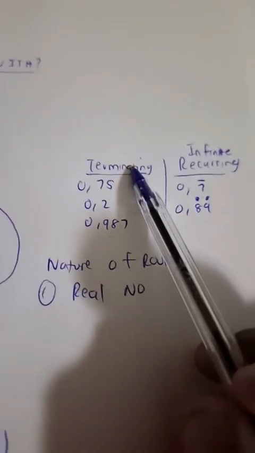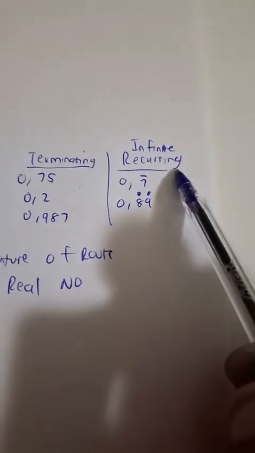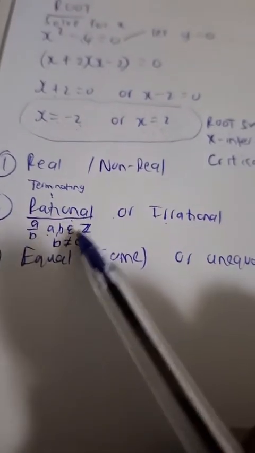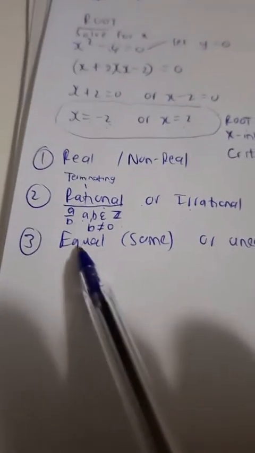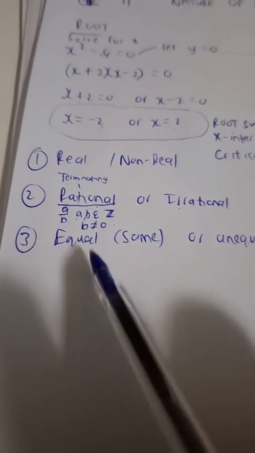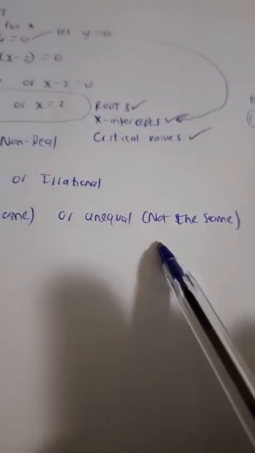Okay, irrational are the opposite of rational. In other words, they are non-terminating and they are non-recurring. So they are not exhibiting the same qualities as rational numbers. And then lastly, like I said, the roots, are they equal or unequal? Meaning, are they the same or not the same?